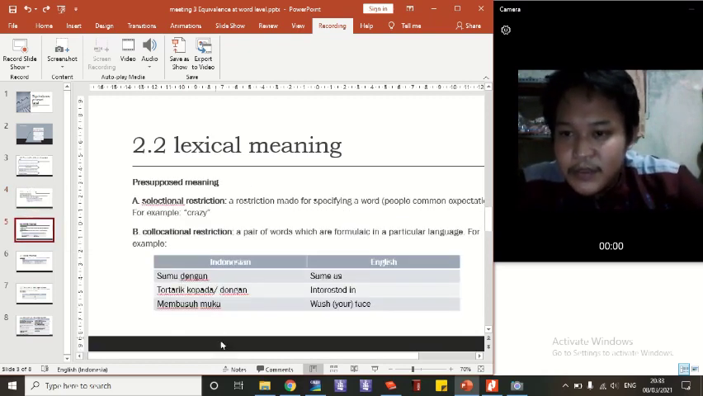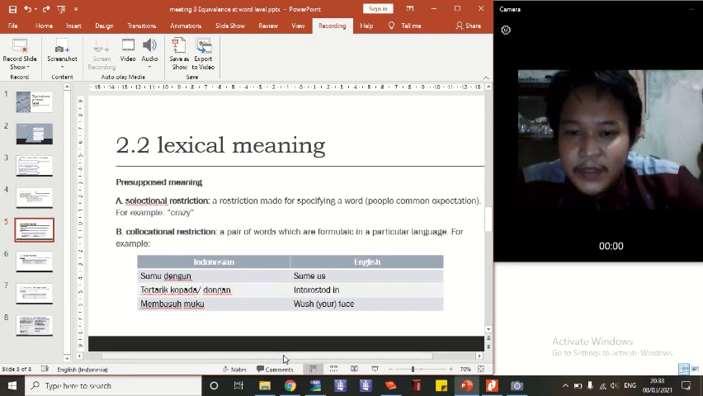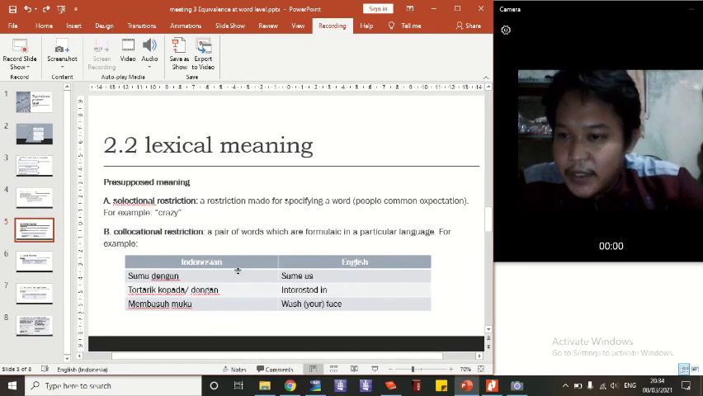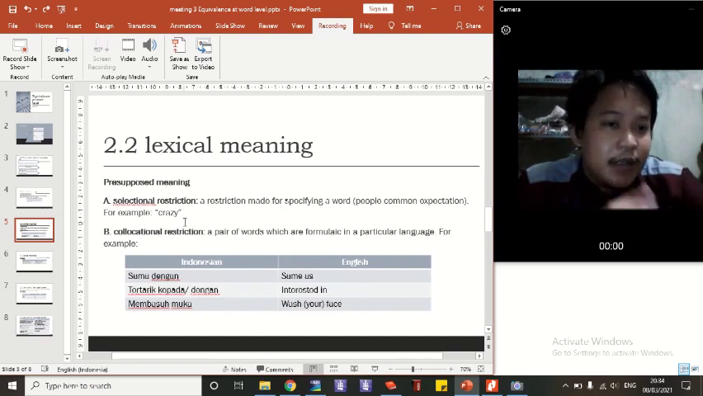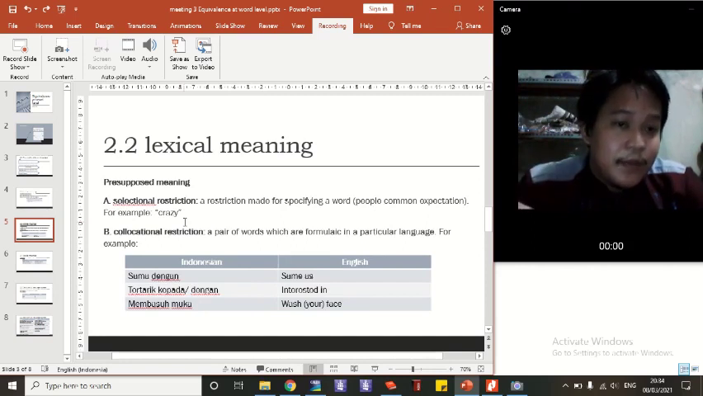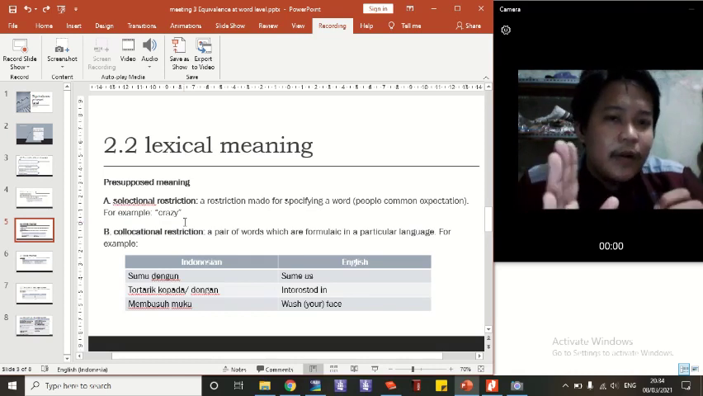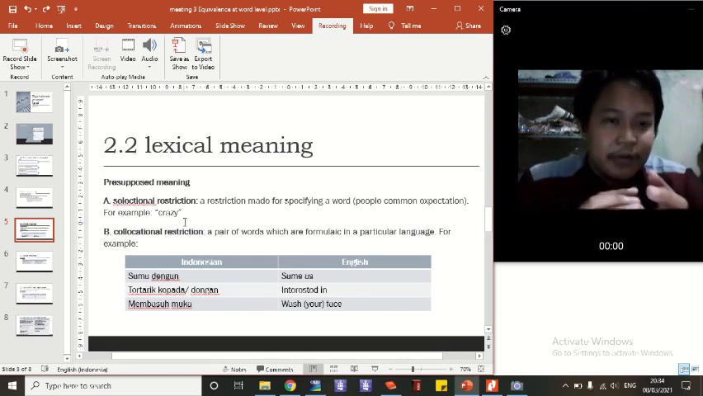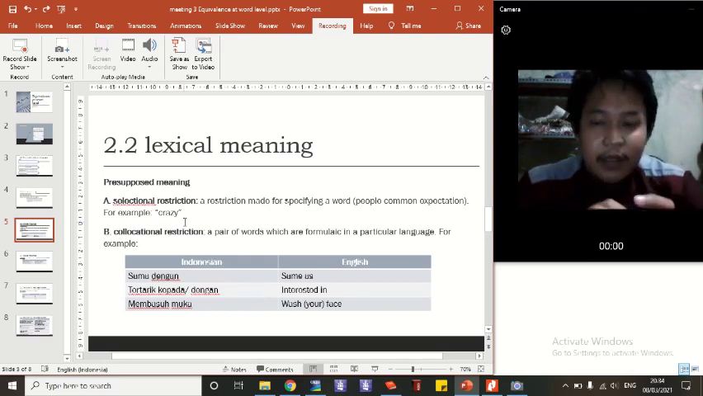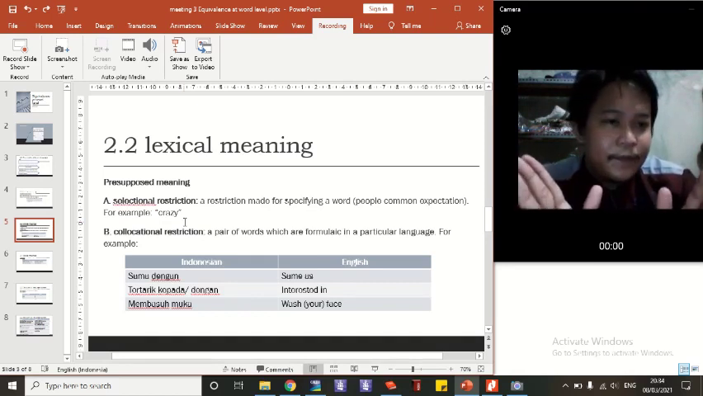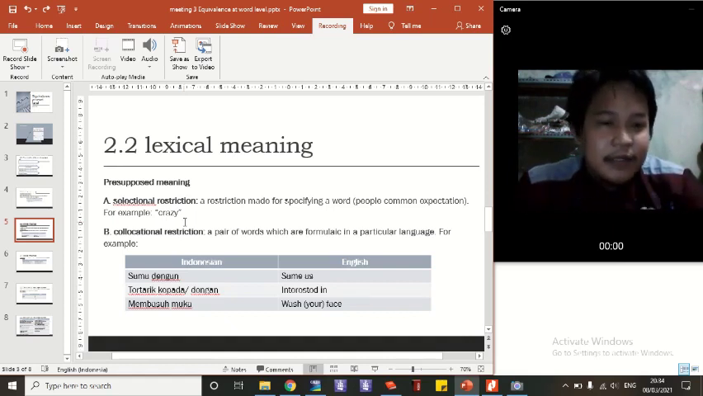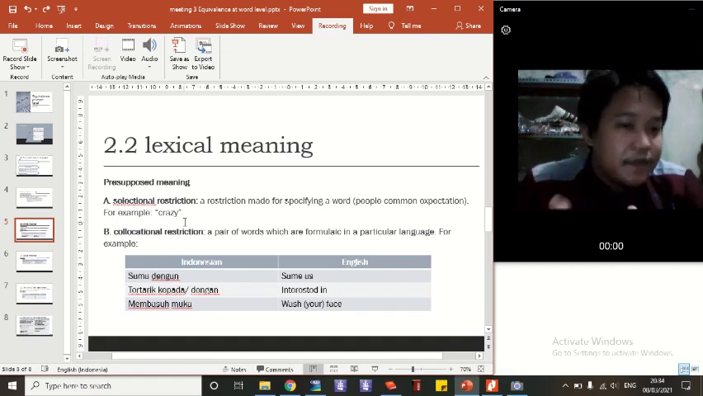And the next one, presupposed meaning. In presupposed meaning, there are two issues again. The first one is selectional restriction. Selectional restriction deals with the previous one, the prepositional meaning. So it restricts or gives some boundaries to a particular word definition, so that people have specific ideas on that word. A restriction made for specifying a word, for example, the word crazy we've just discussed.